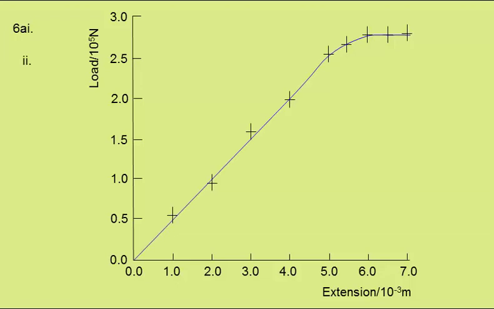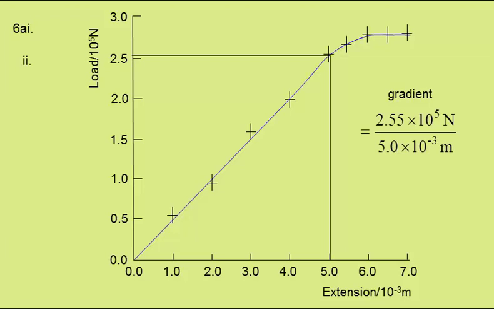For part 2, we need to use the graph to find the initial gradient k for this sample of the cable. Well, the gradient, we can take this triangle here, and it's the change in y of 2.55 times 10 to the 5 newtons over the change in x of 5.0 times 10 to the minus 3 meters, which comes out at 5.1 times 10 to the 7 newton meters to the minus 1.